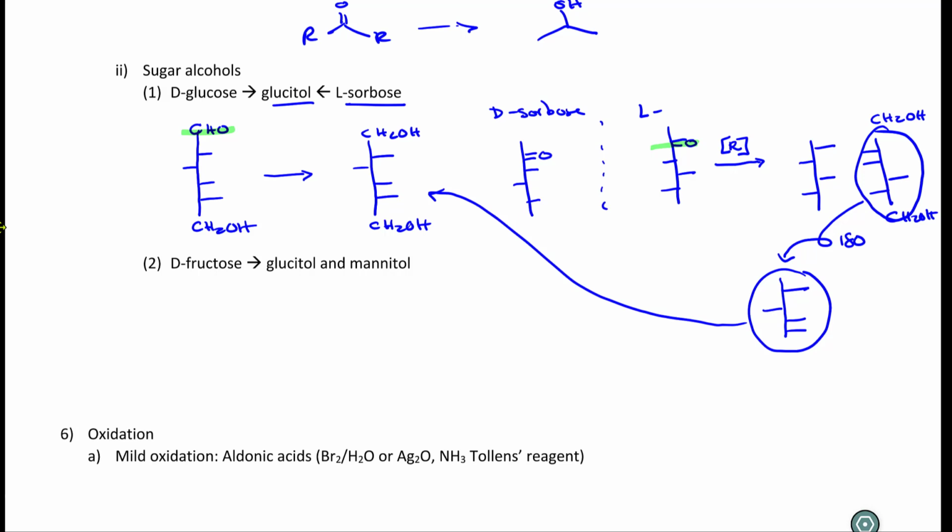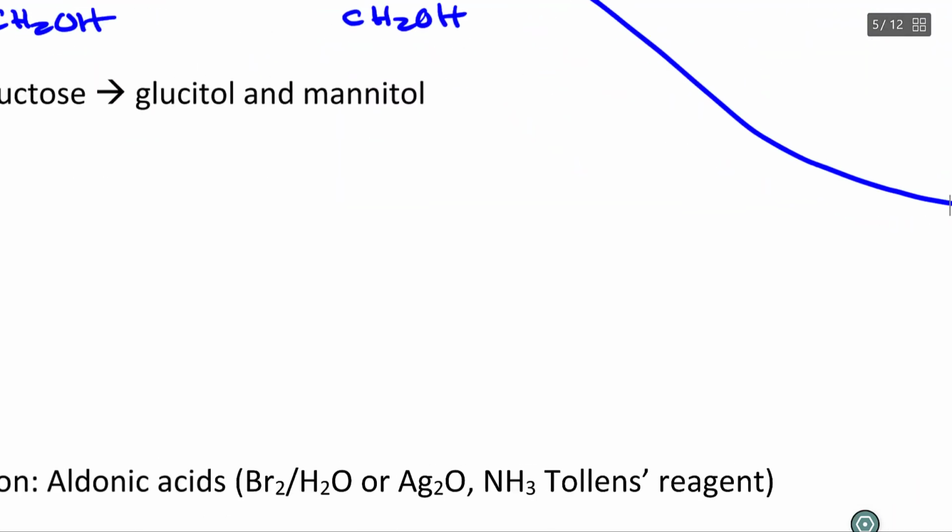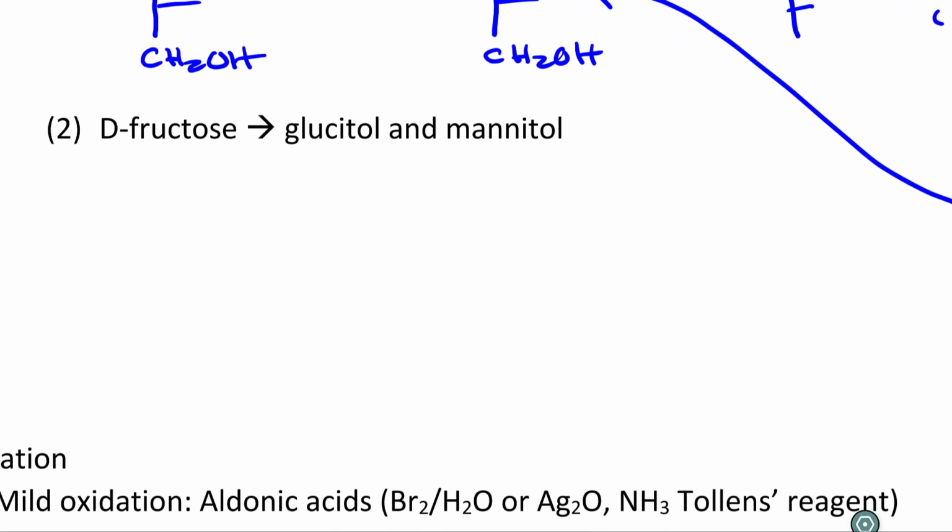Anyways, so glucitol, sorbitol, those are actually the same compounds. Both are used as artificial sweeteners, and they just get their name based on what they're derived from. So I want to show you one more example. I'd like you to draw the sugar alcohols as a practice example. So we're going to start with fructose.